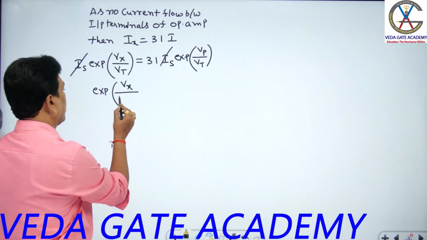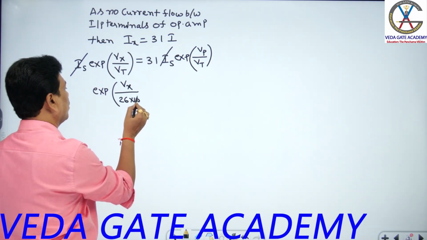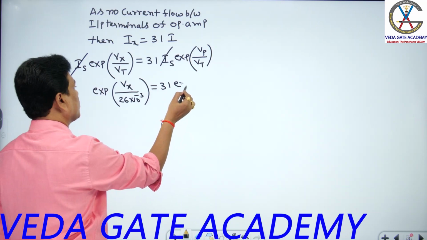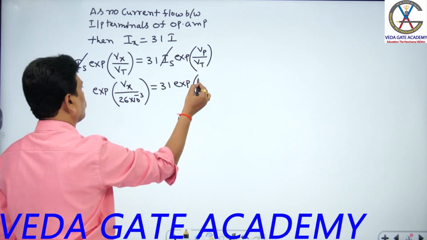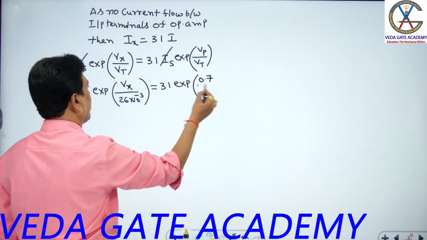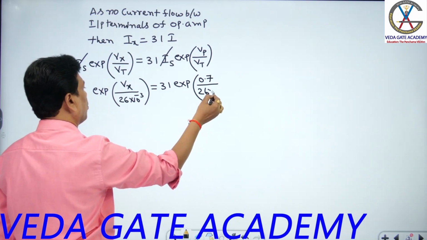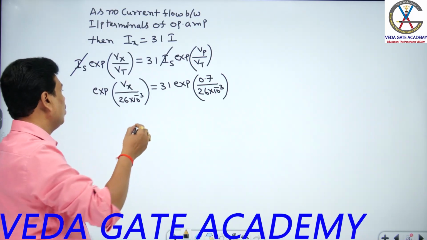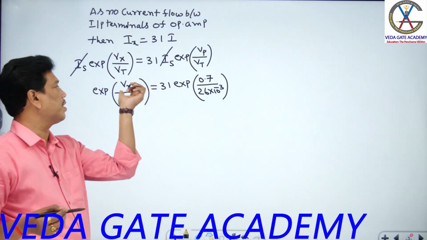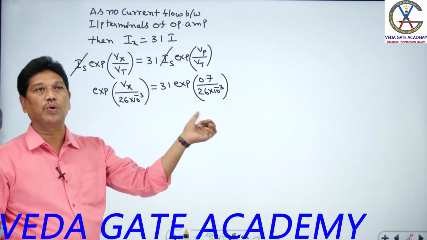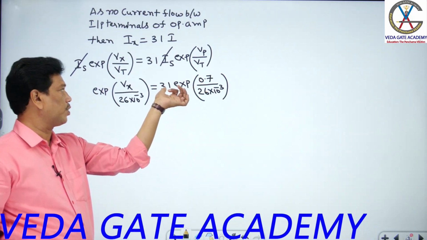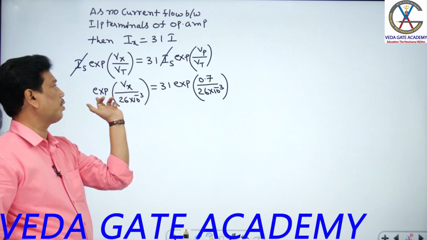This is 26 millivolt you can call, equal to 31 exponential of Vp, which is already given, students, 0.7 volt divided by Vt, which is 26 millivolt, 26 into 10 power minus 3. So by simplifying this, I can calculate the Vx value, students. You know that exponential of Vx by this value you may calculate and multiply by 31. After that you can transfer that to the other side.